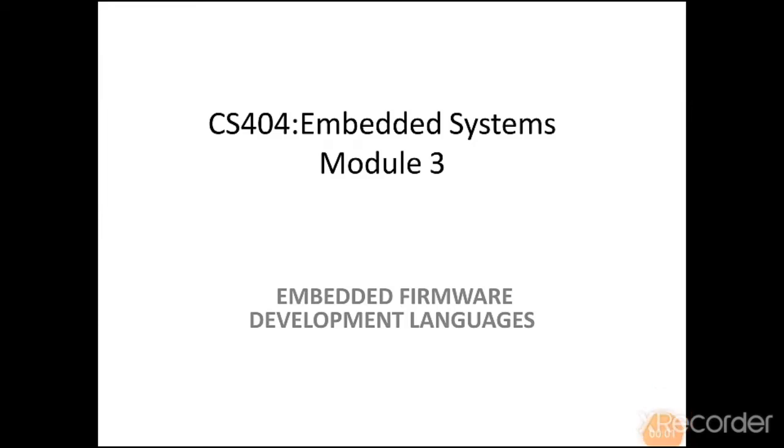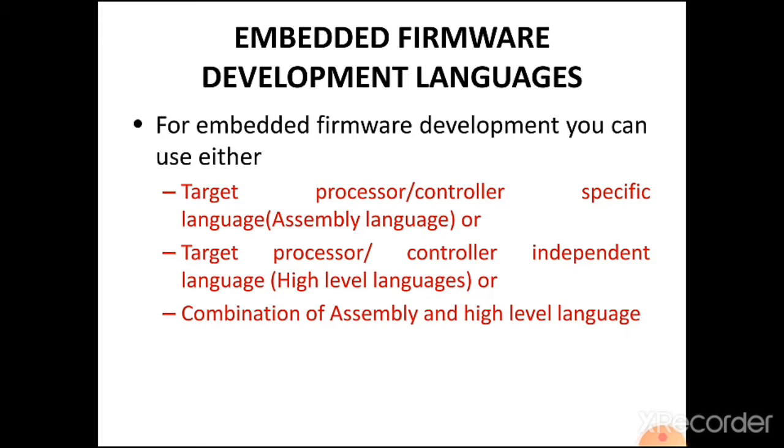Today we are going to discuss embedded firmware development languages. We know that for developing firmware for an embedded product, we require some different types of languages. Mainly, for embedded firmware development, we use three: the first one is assembly language, the second one is high level language, and the third one is a combination of assembly and high level languages.